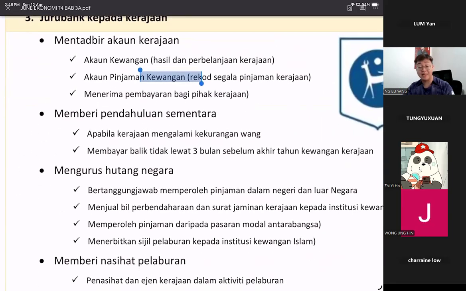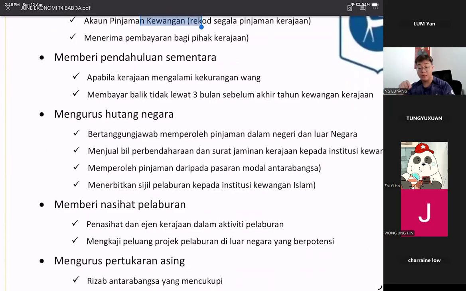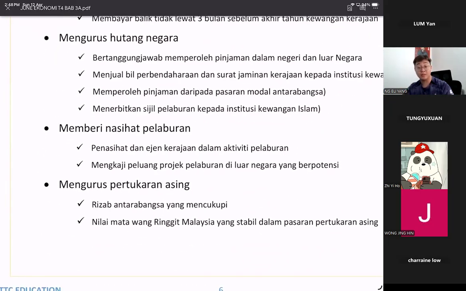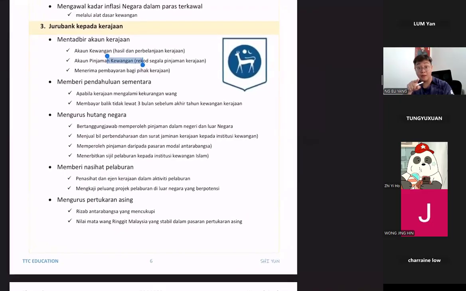Next one is memberi pendahuluan sementara, mengurus hutang negara, memberi nasihat pelaporan, and then mengurus pertukaran asing. So please make sure you know how to write them down.